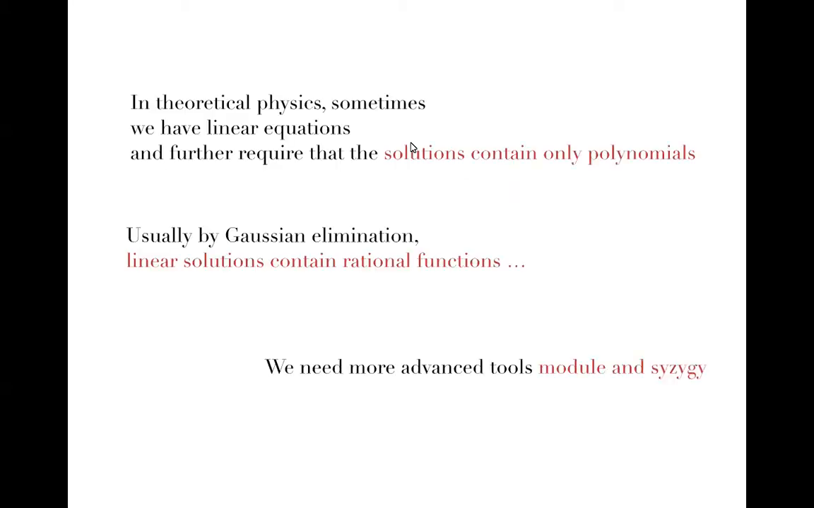So in theoretical physics, in many cases we have linear equations, and sometimes we want the solutions to be special. Special means sometimes we want the solution to contain only polynomials. But if we treat this kind of linear equation by Gaussian elimination in linear algebra, we usually find that the linear solutions contain rational functions, with some poles we don't want. We just want linear solutions in polynomials only. So in this case, we are not working with linear algebra, we are using algebraic geometry. The tool is called the module and the CCG.